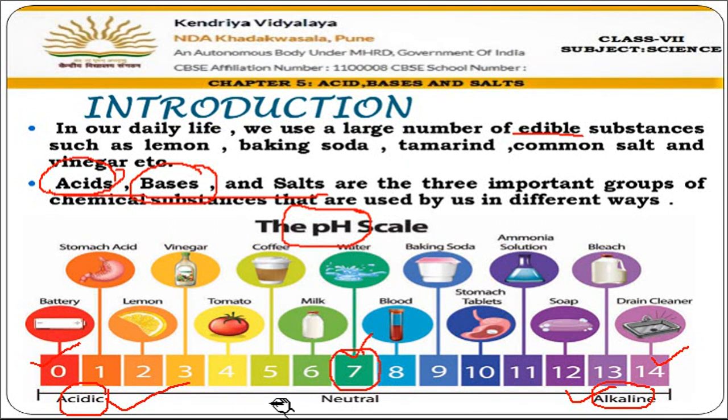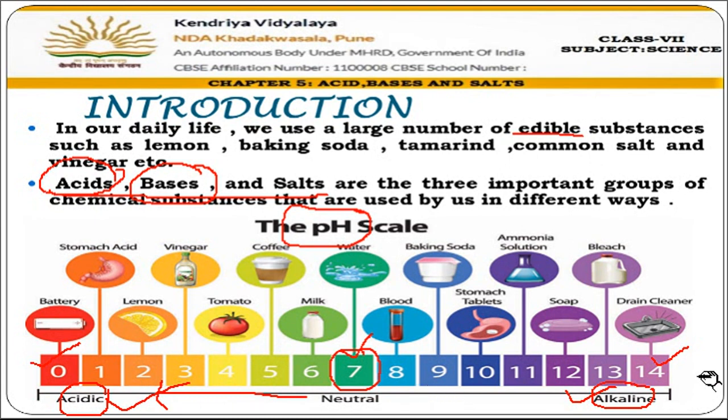So 0 to 6 is the range of acids, 8 to 14 is the range of bases. Acid nature increases from 6 to 1 in this direction. That means a pH value of 1 is more acidic than 6. A pH value of 5 is more acidic than 6. A pH value of 3 is more acidic than 5. So when we move from 6 to 1, the acid character goes on increasing.